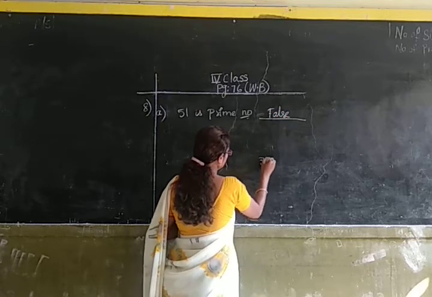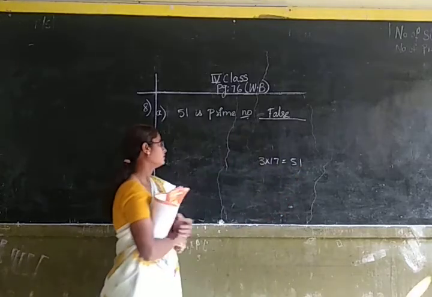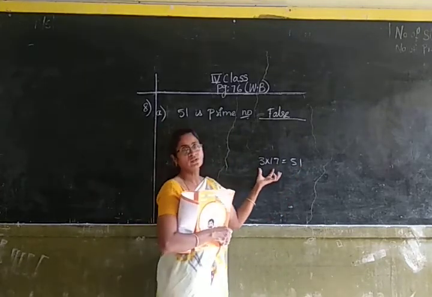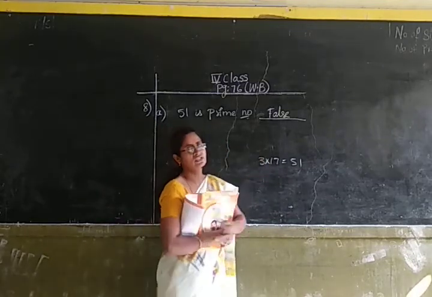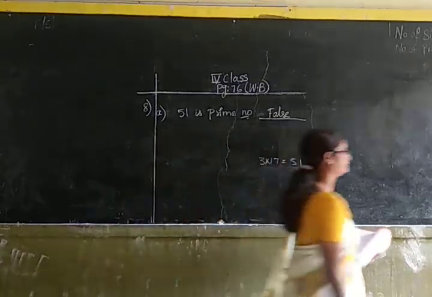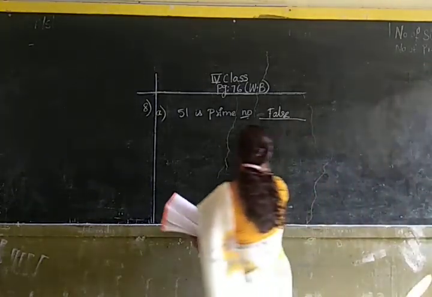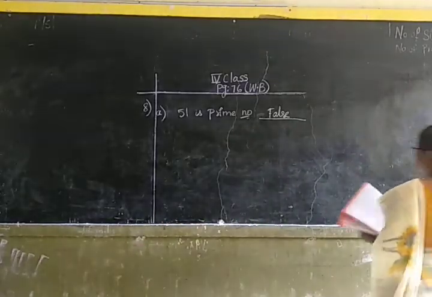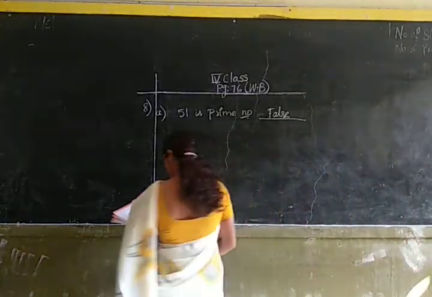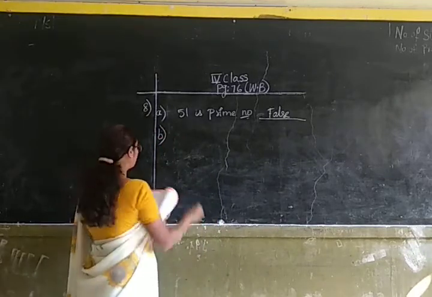because 3 17s are 51. 51 is having more than two factors. So, it is not a prime number. So, the first statement is false. 51 is not a prime number because it is having more than two factors. Now, let us find out the second statement.